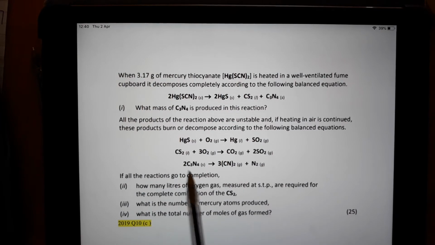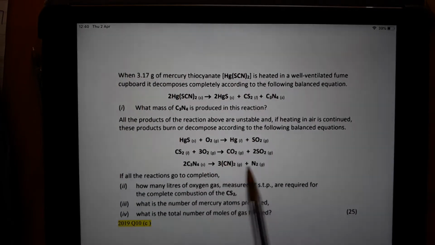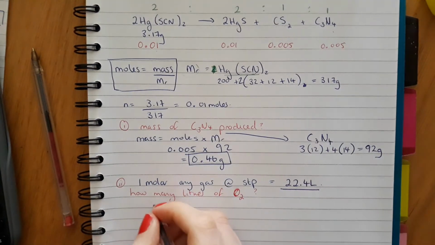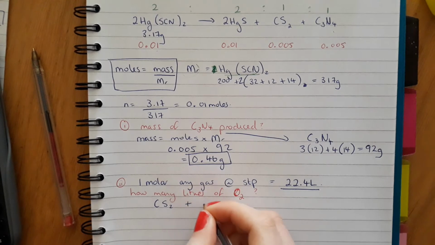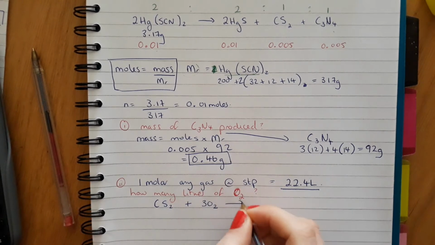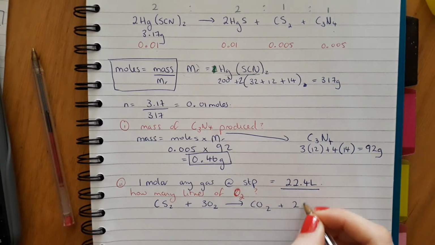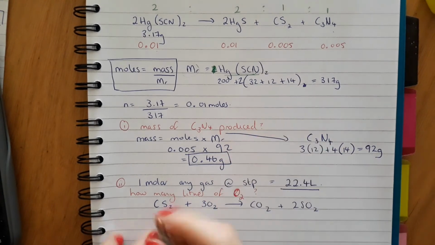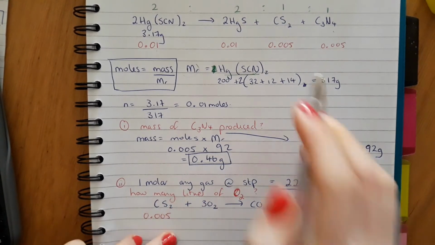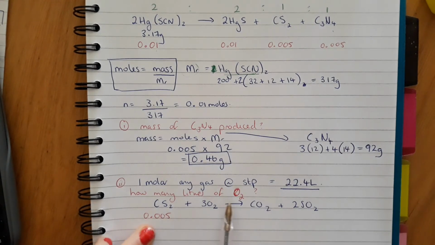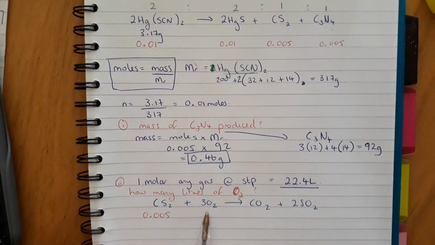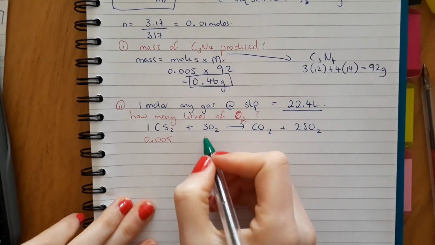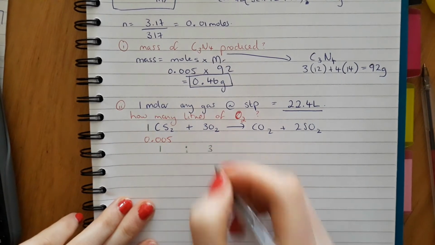Looking at the balanced equation again, you have CS2 here reacts with 3 times oxygen to give you carbon dioxide and sulfur dioxide. What I'm going to do is just write out that equation exactly as it is. So CS2 reacts with 3 times oxygen to give you CO2 plus 2SO2. From the balanced equation up here, I know that I have 0.005 moles of CS2. The question is asking me how many litres of oxygen will that react with? Well, if I just focus on this equation for a moment, I have 1 CS2 and I have 3 oxygens. They're in a 1:3 ratio.